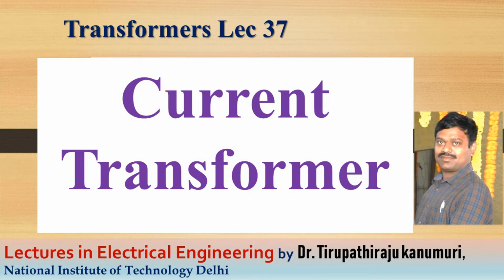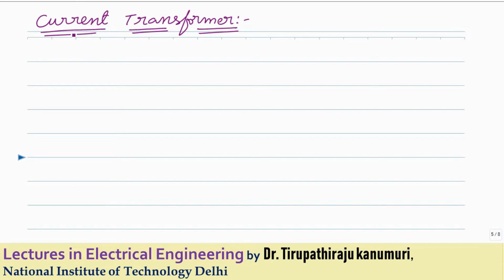Hi all, today we are going to discuss the current transformer. The current transformer is mainly used for extending the range of instruments, that is, extending the range of the ammeter, as well as the wattmeter, and also for providing the current input for the relay. So how will it be connected?